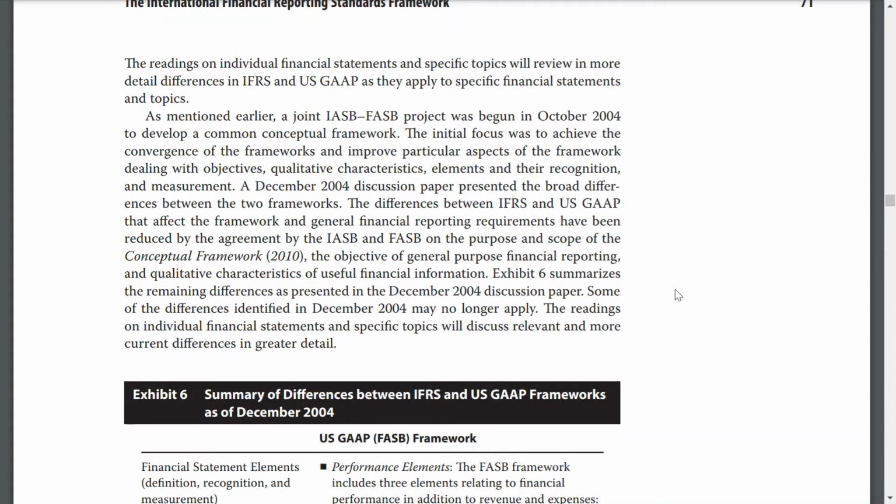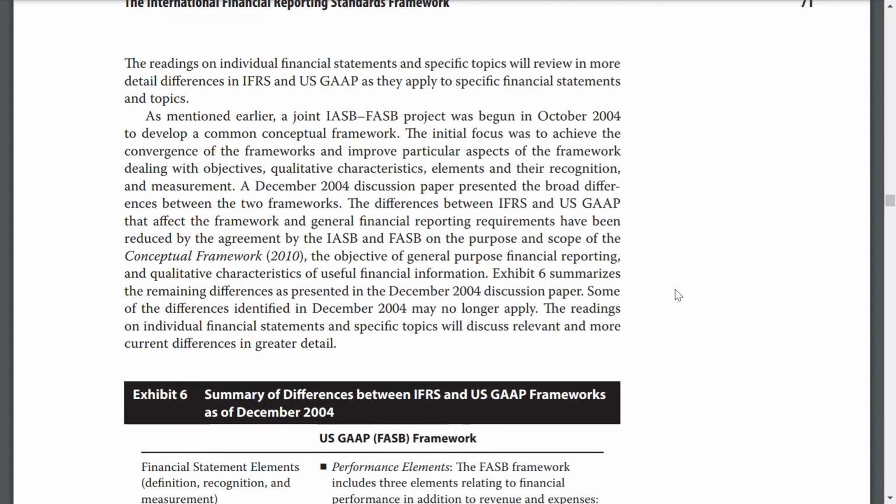As mentioned earlier, the joint IASB/FASB project was begun in October 2004 to develop a common conceptual framework. The initial focus was to achieve the convergence of the framework and improve particular aspects of the framework, dealing with objectives, qualitative characteristics, elements, and their recognition and measurement. A 2004 discussion paper was presented.